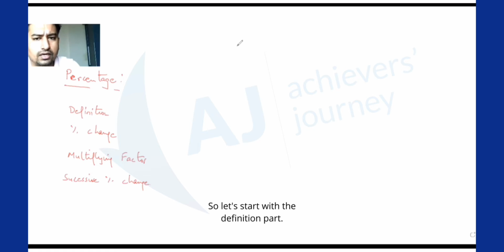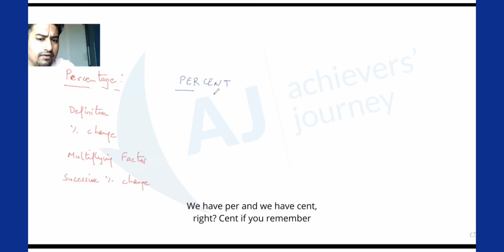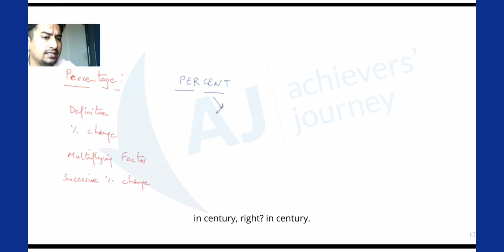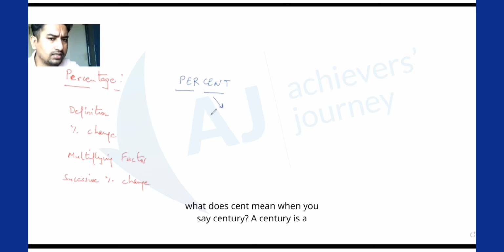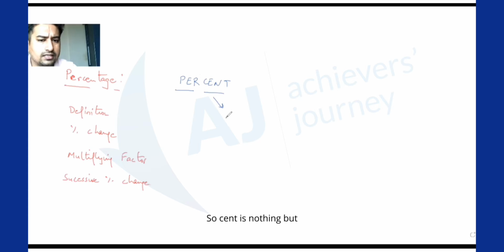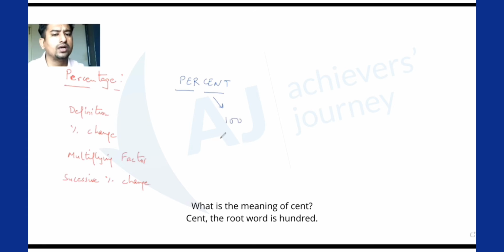So let's start with the definition part. When we say percent, understand what this word means, right? Let's break it into its root words. We have per and we have cent, right? Cent, if you remember, in century, right? In century, what does cent mean? When you say century, a century is 100 years, right? So cent is nothing but 100, right? What is the meaning of cent? The root word is 100.